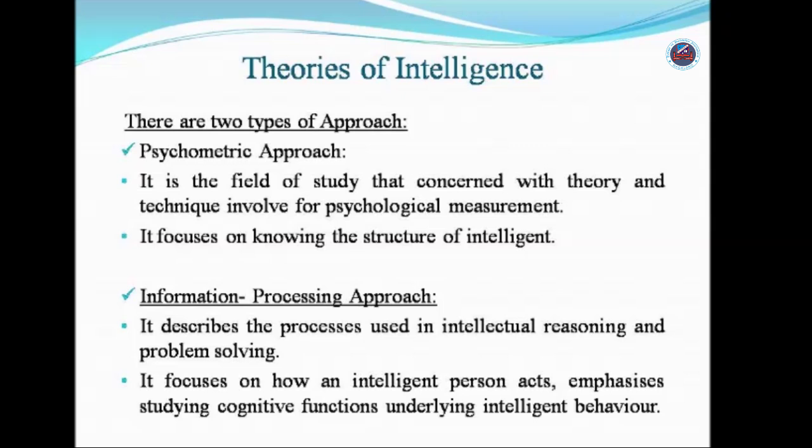Then comes the information processing approach. It simply describes the process used in intellectual reasoning and problem solving, which means information processing is the kind of knowledge, components, or steps required in order to solve a given problem. Under this information processing approach, we will be studying 3 different theories of intelligence.